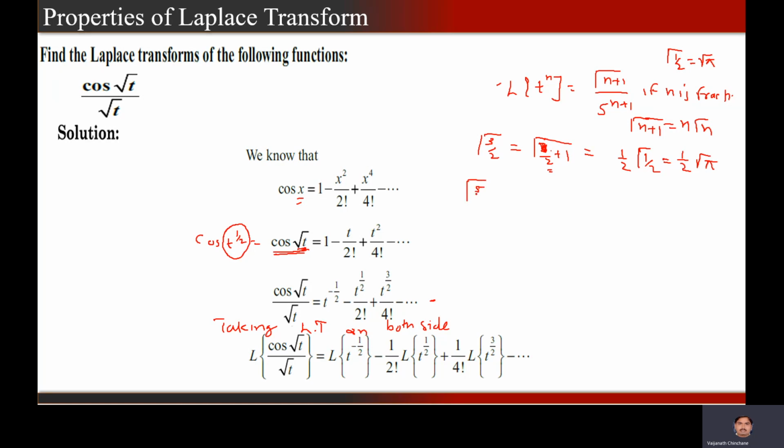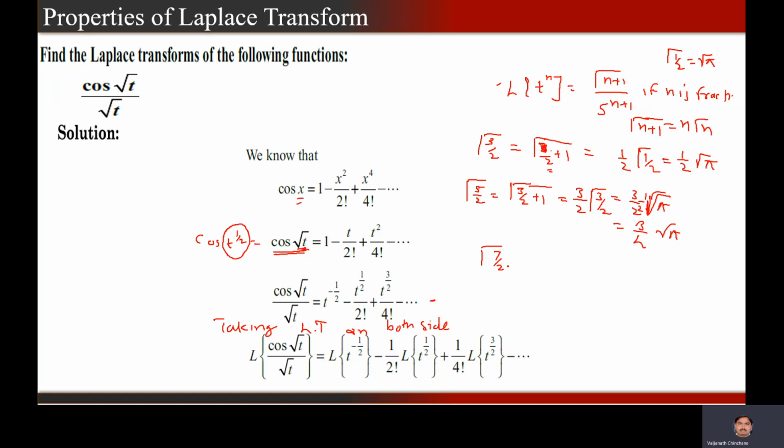Similarly, we find gamma of 5 by 2. That is gamma of 3 by 2 plus 1, which is 3 by 2 gamma of 3 by 2, using the formula gamma of n plus 1 equals n gamma n. Gamma of 3 by 2 is 1 by 2 under root pi, and therefore it is 3 by 4 under root pi. It is the value of gamma of 5 by 2.